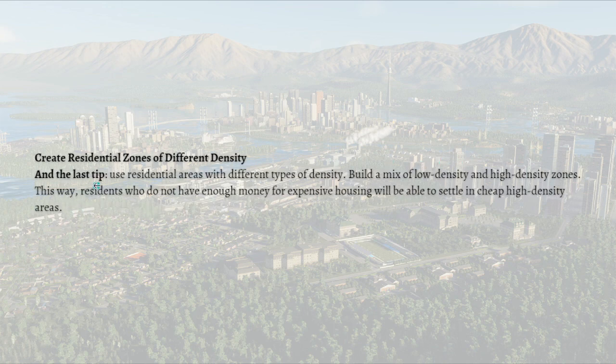And then next is to create residential zones of different density. As for the last tip, you can use residential areas with different types of density. Build a mix of low density and high density zones. This way, residents who do not have enough money for expensive housing will be able to settle in cheap high density areas.